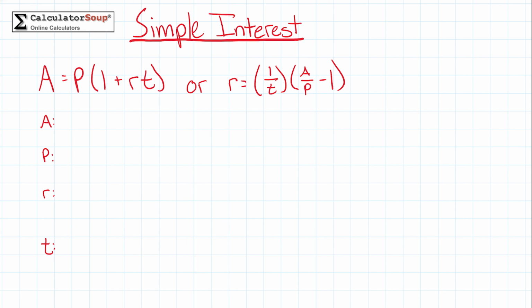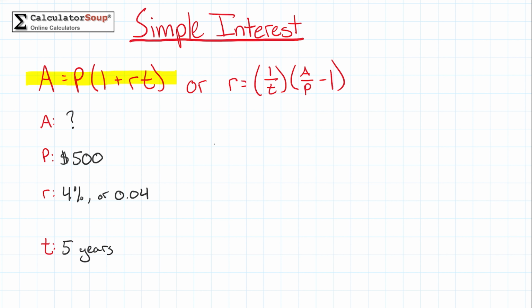Now, let's do some examples. We will use the simple interest formula to solve for the final investment value and the yearly interest rate. For our first example, let's calculate the final value on an investment where the principal amount is $500. The yearly interest rate is 4%, or 0.04, and the time period is 5 years.